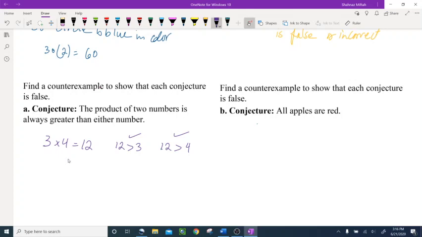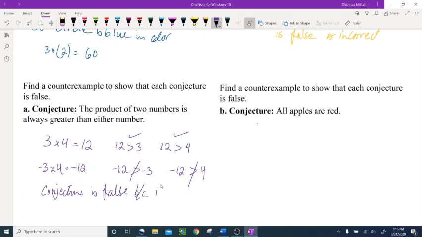This conjecture was an educated guess. So how do we give them a counterexample for this? If I take the same example and I use negative 3 times 4, it's going to give me negative 12. Is negative 12 greater than negative 3? No. Is negative 12 greater than 4? No. That's my counterexample. You see that? Which means the conjecture is false because it is not always true.